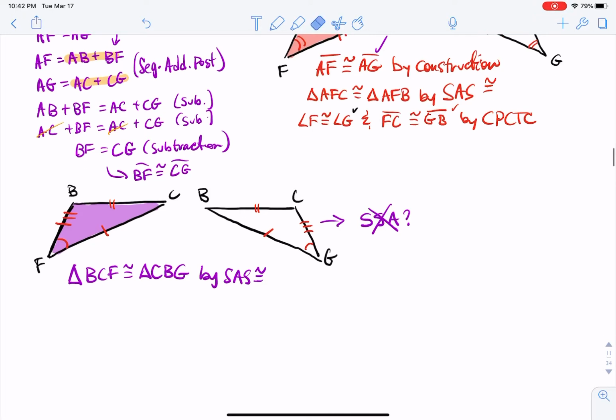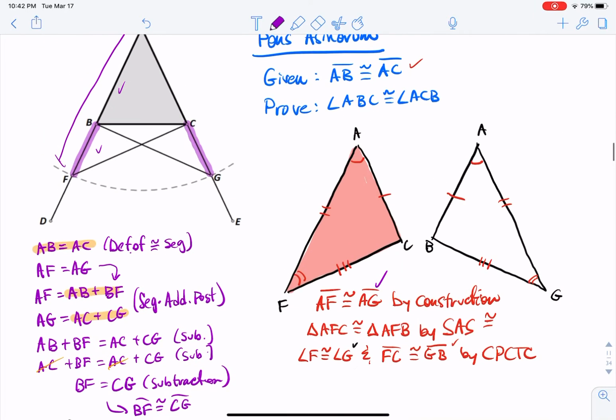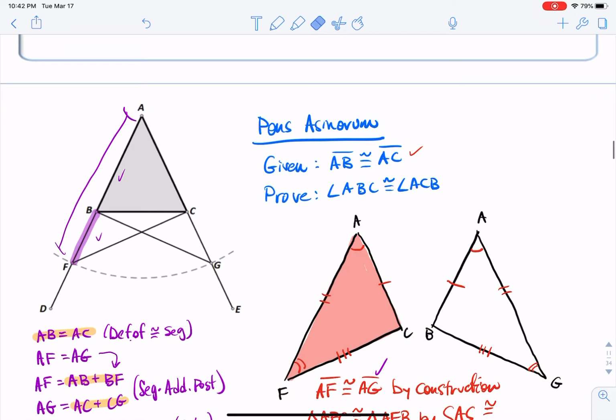Which means that angle B is congruent to angle C by CPCTC. Corresponding parts of congruent triangles are congruent. Wow. All right. Are we done with this proof? No, we're not. We're sure not. We're just not done yet.